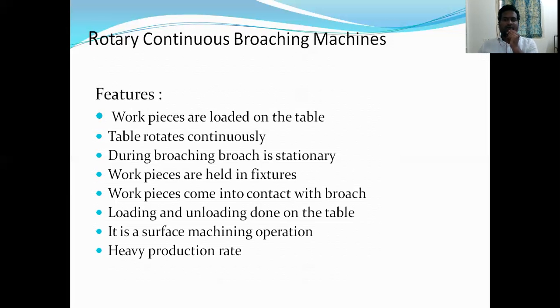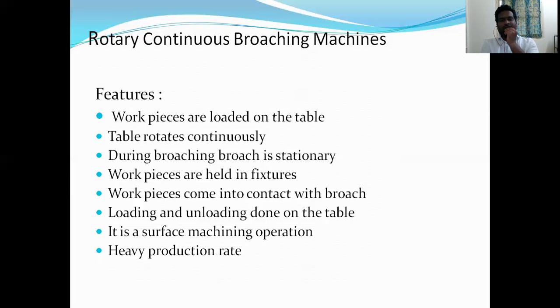As we have already taught about the rotary continuous broaching machine, the workpieces are loaded on the rotary table, and the table rotates continuously at the required speed. During broaching, the broach is stationary, and the workpieces are held in fixtures.